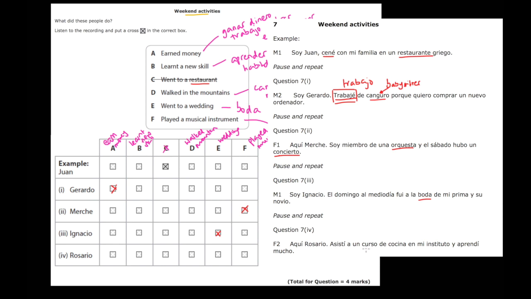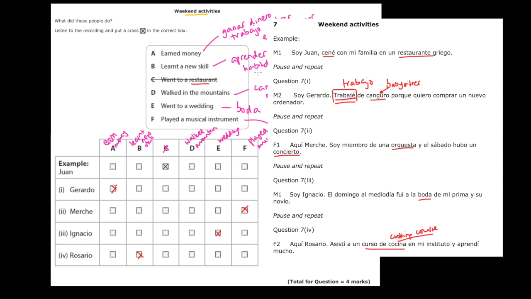"Asistí a un curso de cocina en mi instituto y aprendí mucho." Un curso de cocina, a cooking course. So obviously, if someone did a cooking course, what did they do? They learned a new skill. And remember, we looked at words like aprender, habilidad. I mentioned the word cocina. Why? Because I knew what was coming up? No, not really. I did not remember at all.